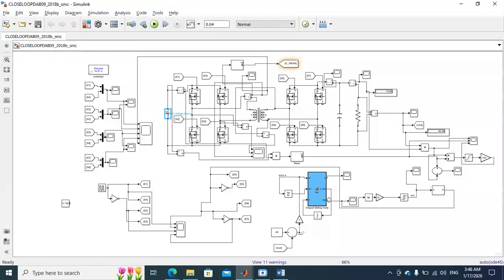Similarly, the previous output will be provided as an input for the sliding mode control. From that, the sliding surface is generated, and from the sliding surface the duty ratio will be generated, and from the duty ratio the pulses will be generated. Those pulses are given here to the secondary part of the switches. The primary part of the switches is given from the constant 50% pulse generation.